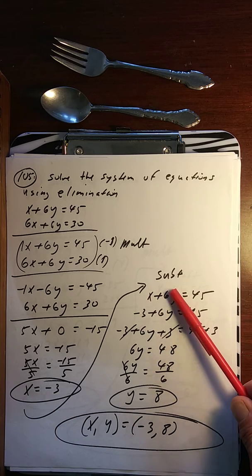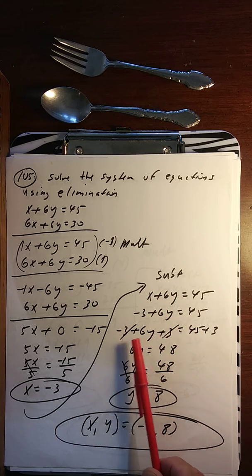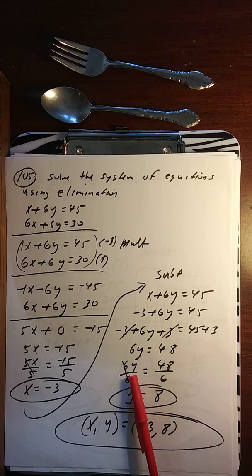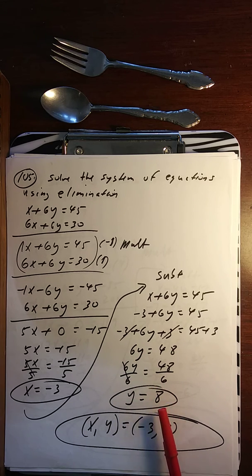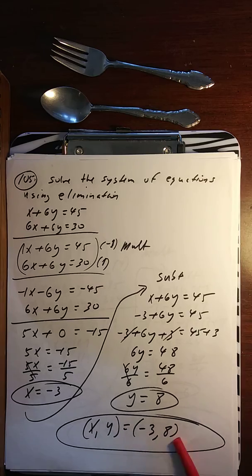Put it back in the other one, substitute it in there for the x. So we have negative 3 plus 3. So 6y is 48. Divided by 6, so y must be what? 8. So x and y are negative 3 and 8.